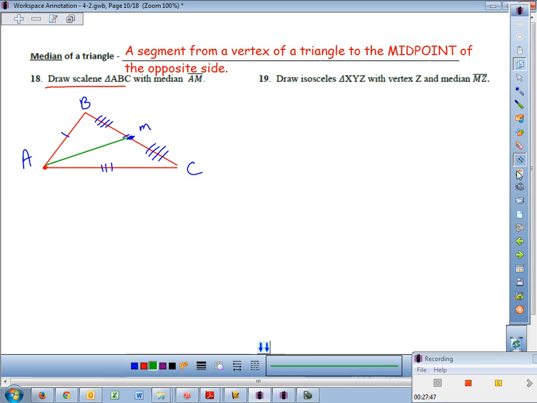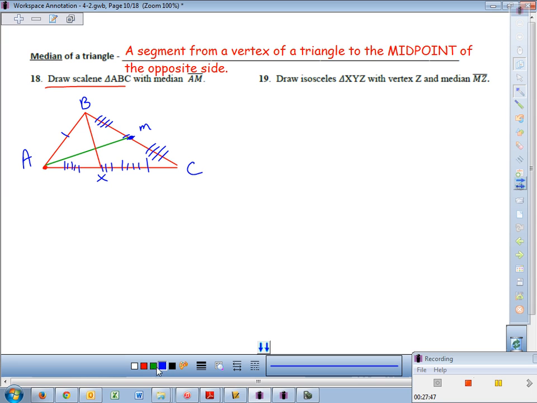Start with B. Now remember, this problem is done. Please don't draw anything after that. But could we have drawn a median from vertex B? If I put it right there and called that X and did 5 tick marks, 1, 2, 3, 4, 5, 1, 2, 3, 4, 5, isn't that also a median? Because that's a segment that went from a vertex of a triangle to the midpoint of the opposite side.